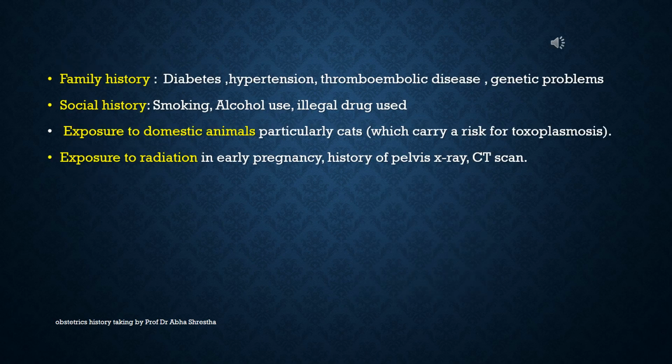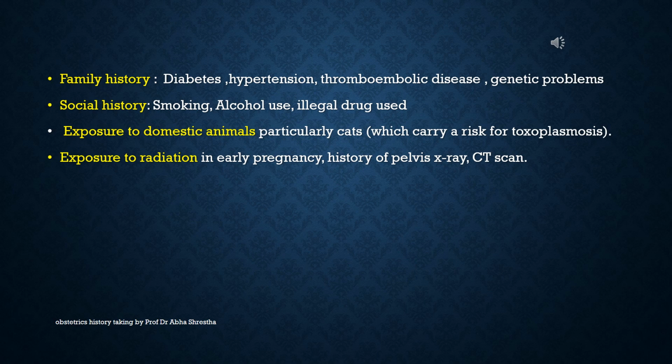Then we should go for family history, like history of diabetes in the first degree relative, history of hypertension, history of thromboembolic diseases, genetic problems, and also thyroid disorder. In social history, we should ask the history of smoking. If she is a smoker, we should ask how many cigarettes she consumes per day. Then history of alcohol use and illegal drug use.